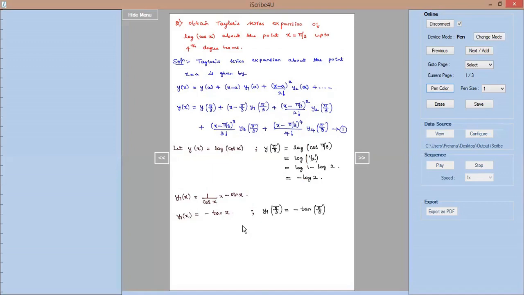We'll recall the value for tan 60 degree. Tan 60 degree is root 3. So we get here minus root 3 as the answer. There is already a minus sign. I have retained it as it is. And tan 60 degree is root 3. So we have minus root 3 as the answer for y1 of pi by 3.